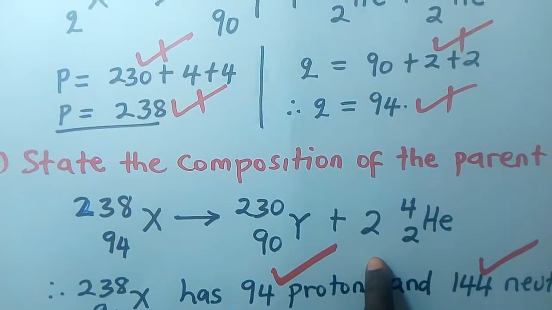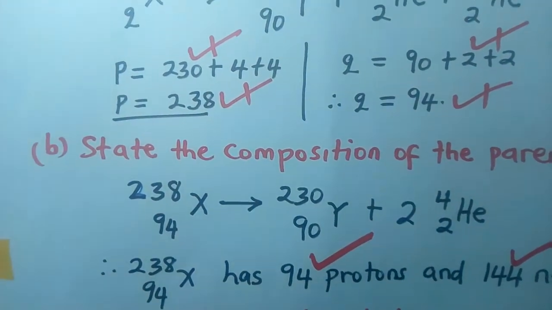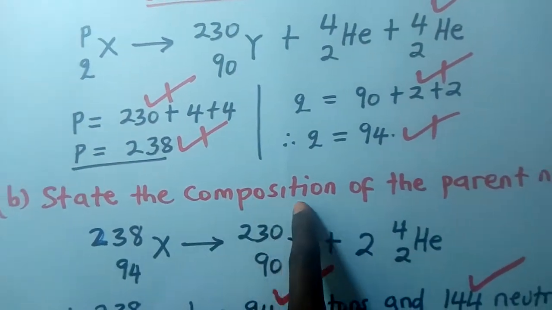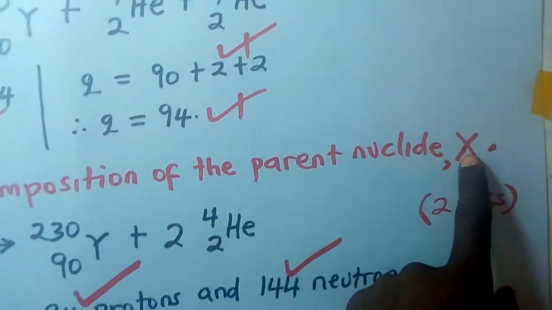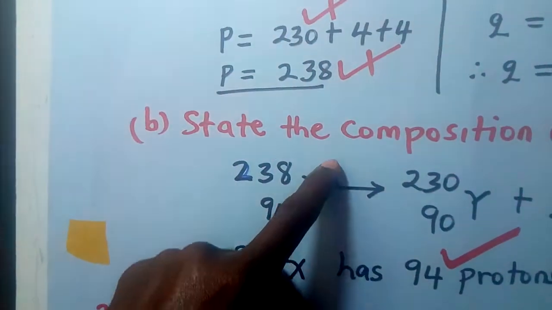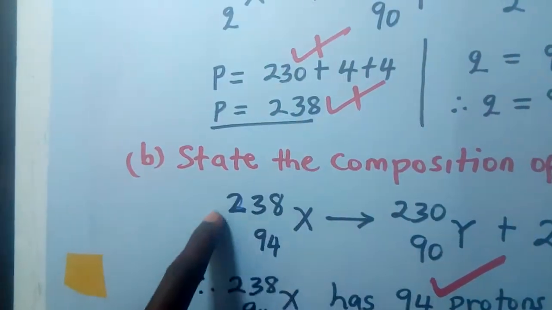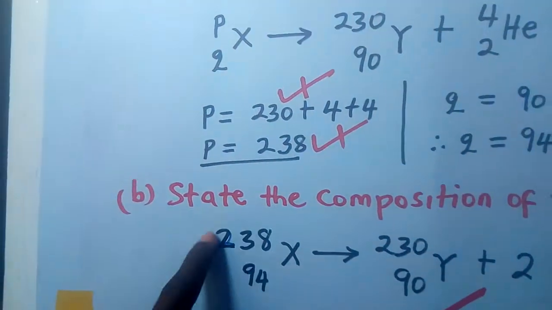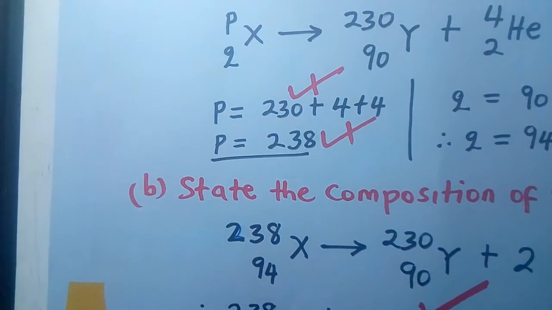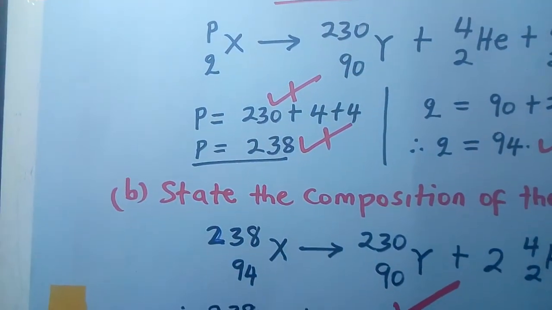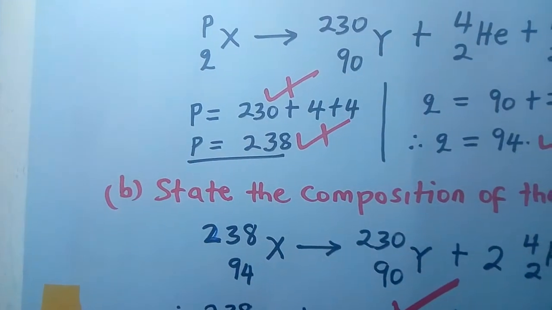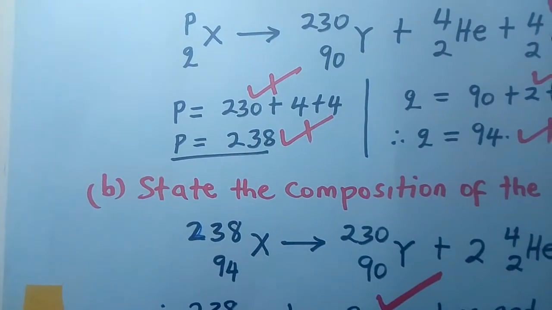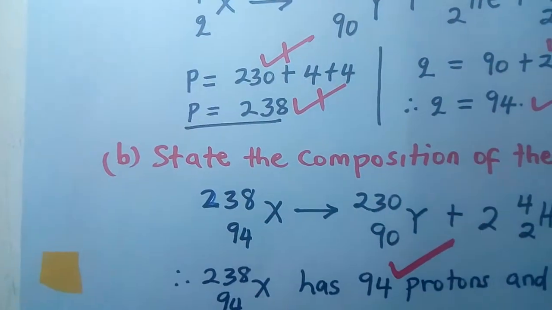Now in the whole of this equation, we are supposed to state only one thing, the composition of the parent X. And where is the X? X is this one. This is the parent. Composition means we are going to look at X as an atom. And we know inside an atom you have electrons, protons and neutrons. So the examiner wants the number of those things, and mainly wants the protons and neutrons. But you can state the electrons as well.